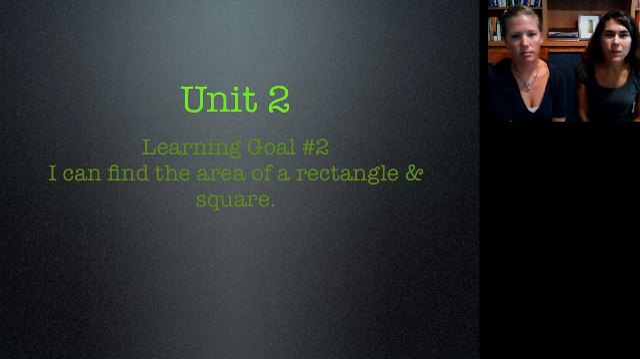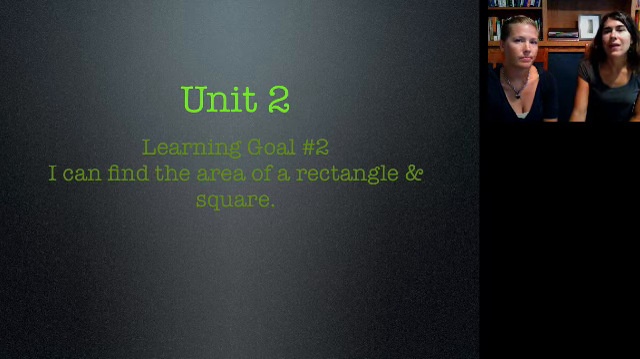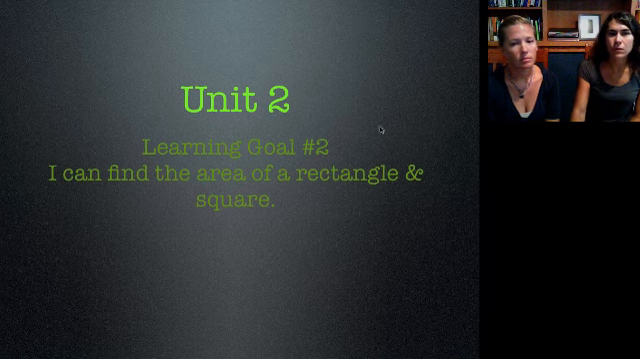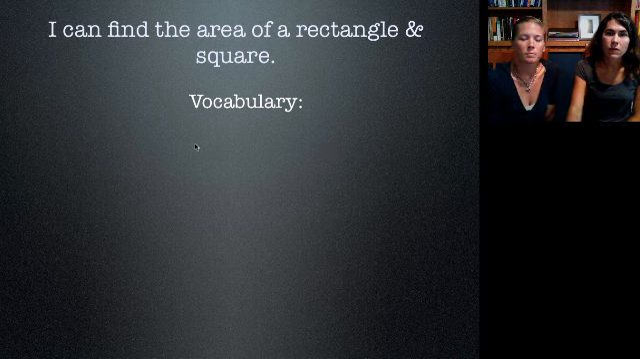Right, welcome. We're ready for learning goal number 2, and this time we're going to talk about finding the area of a rectangle and a square. So remember to write this down at the top of your page in your math journal, that would be wonderful. Alright, so: I can find the area of a rectangle and square.